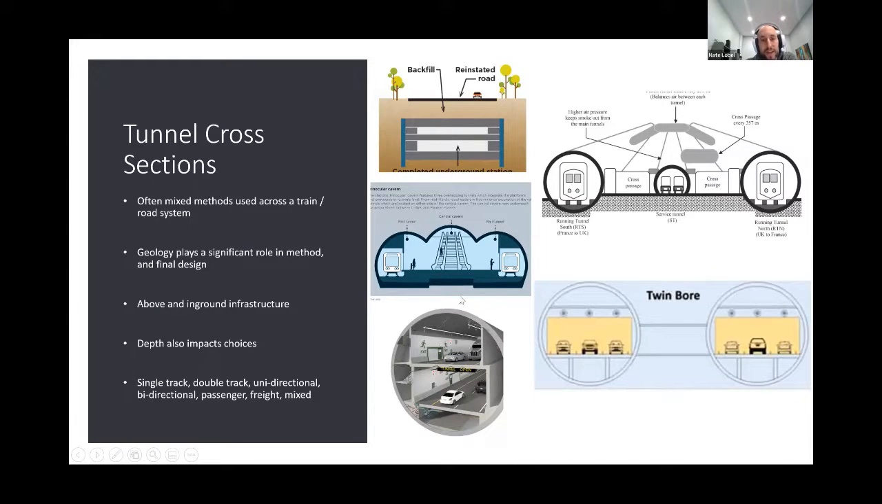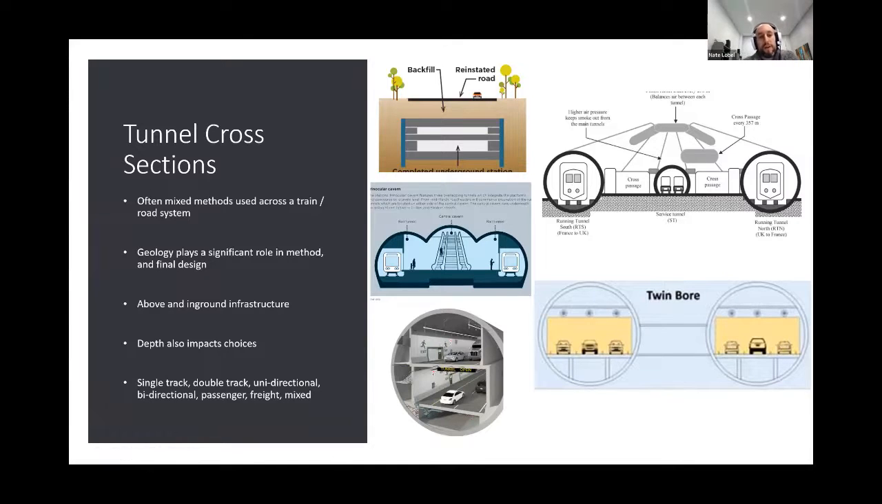And this one down here is quite interesting. It's a very large single bore. This is a highway in the US, where it's a double-decker of traffic. So on one side road traffic goes one way, the other one goes the other way. On one side you have egress, this side you have ventilation, and there's also services.